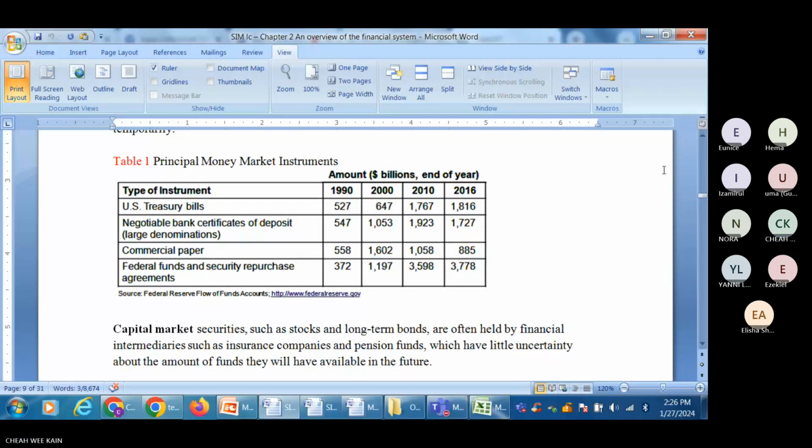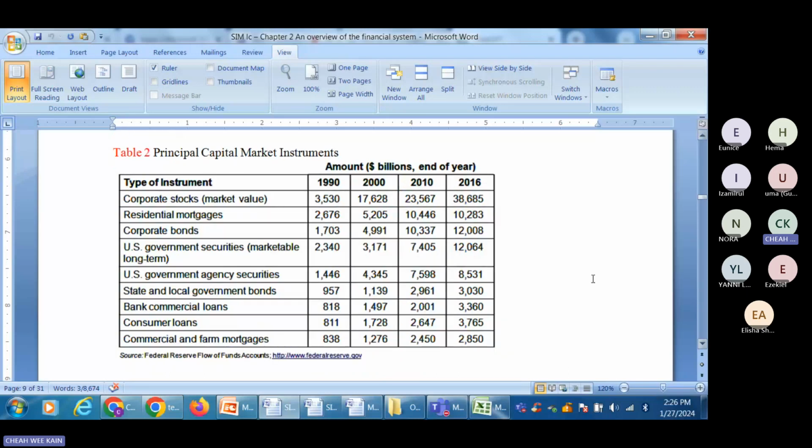So, people are borrowing long term. More people are borrowing long term.